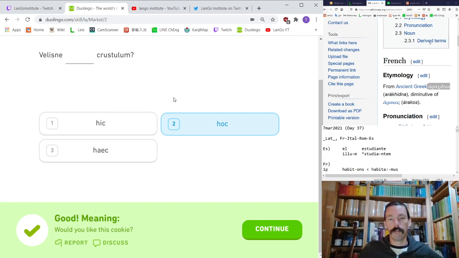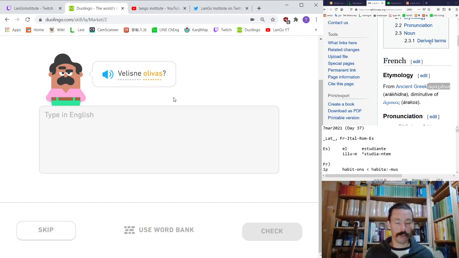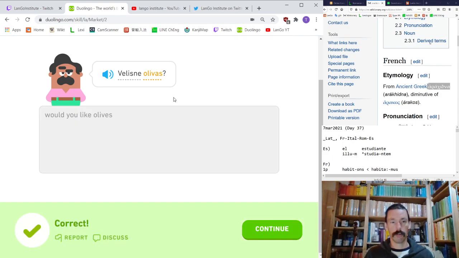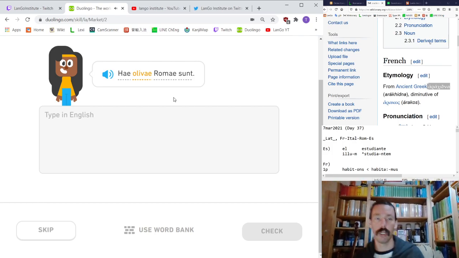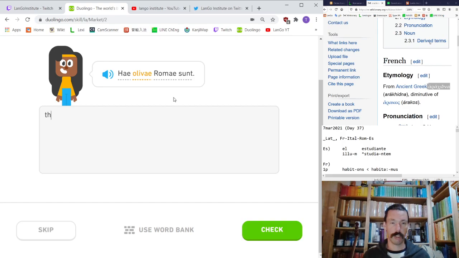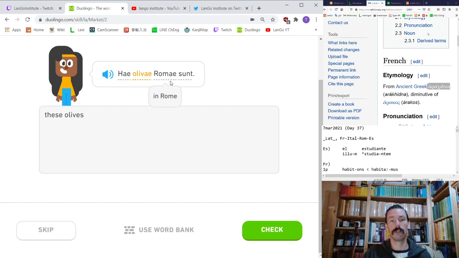This word doesn't inflect like other three gender words. It's kind of its own thing. Velisne olivas. Velisne, yes, no, would you like? Olivas, olives. Hae olivae Romae sunt. Hae olivae, feminine plural. These olives, Romae, of Rome. Or we could say in Rome, or pertaining to Rome. Romae. Are in Rome.